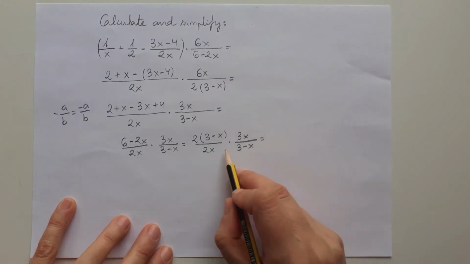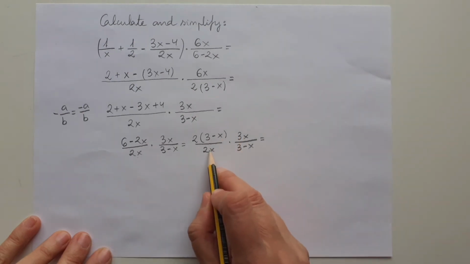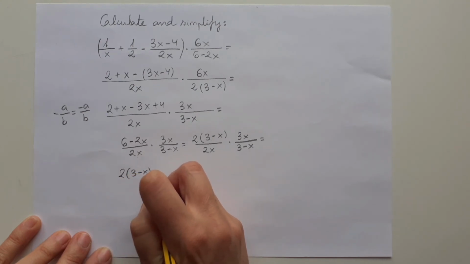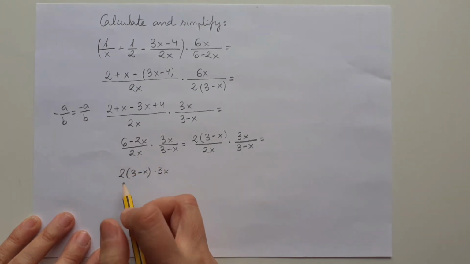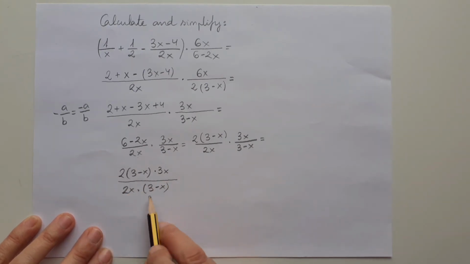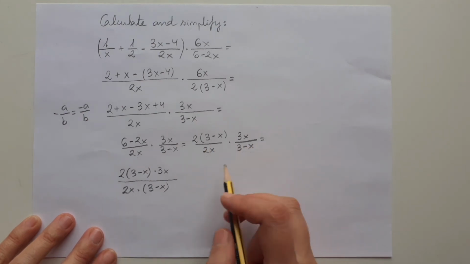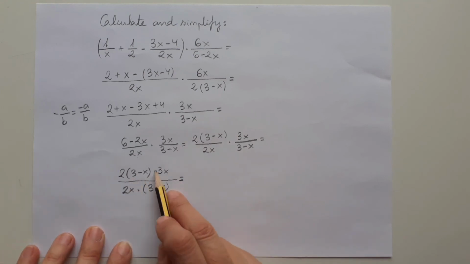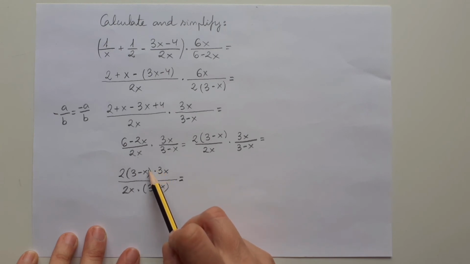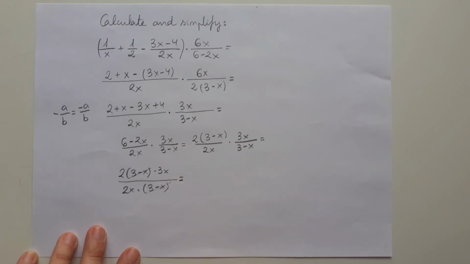So there are many things to simplify here, because if I multiply numerator times numerator and denominator times denominator, I would have 2 times 3 minus x times 3x, and here I would have 2x times 3 minus x, with a bracket that is compulsory because the denominator here multiplies the whole denominator here. Now everything is multiplying. Here I have a factor that is the same as here, so I can divide numerator and denominator by 3 minus x. They will cancel out and disappear.